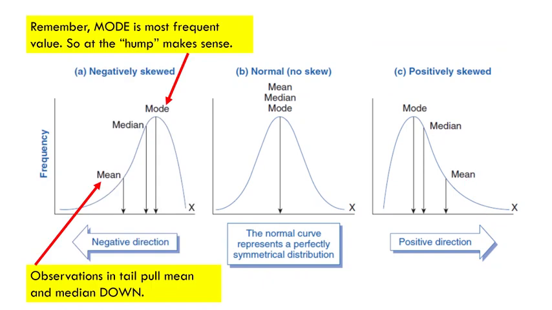Now we can see the same thing if we look at a distribution that is negatively skewed. So look at the distribution on the left and you see that tail going towards the negative, right? So that's a negatively skewed distribution. And once again, as the note at the top reminds you, the mode is the most frequent value. So that hump, again, makes sense where the mode is. But now look what's happened to the median and the mean. They're being pulled down. So the observations in the tail pull both that mean and that median down.